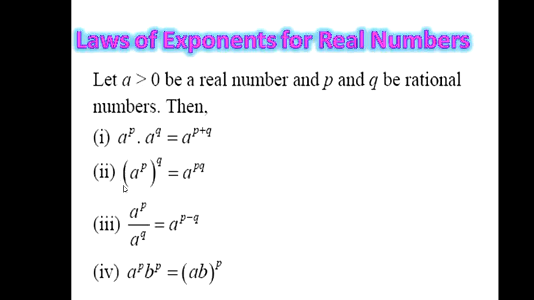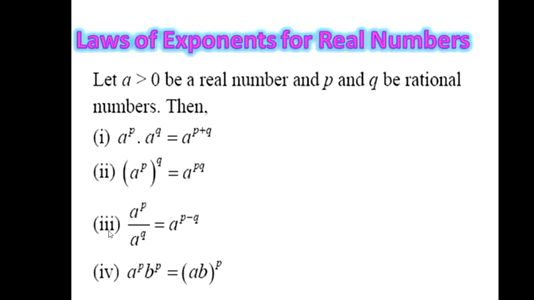The next is a to the power of p, the whole power q. So power and one more power. You have to multiply those two powers. So a to the power of p into q. Okay, you should have a clear idea of the difference between the first law and the second law. In the first law, a is there 2 times and the powers are different, so those different powers you are adding and writing in the answer. Here it is a power and one more power to that, so you have to multiply the powers.